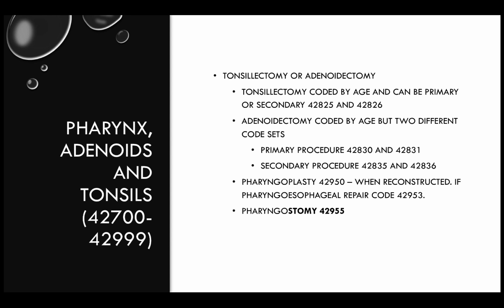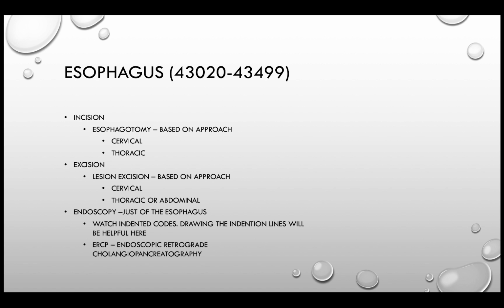Pharyngoplasty is when the pharynx is reconstructed. That is 42950. If it is repaired, it should be 42953. Remember, there's a difference in a reconstruction and a repair. Usually a repair is just sutured, and a reconstruction utilizes a graft. A pharyngostomy, we just talked about stomy with the colonoscopies. A pharyngostomy is when they make an artificial opening into the pharynx, 42955.